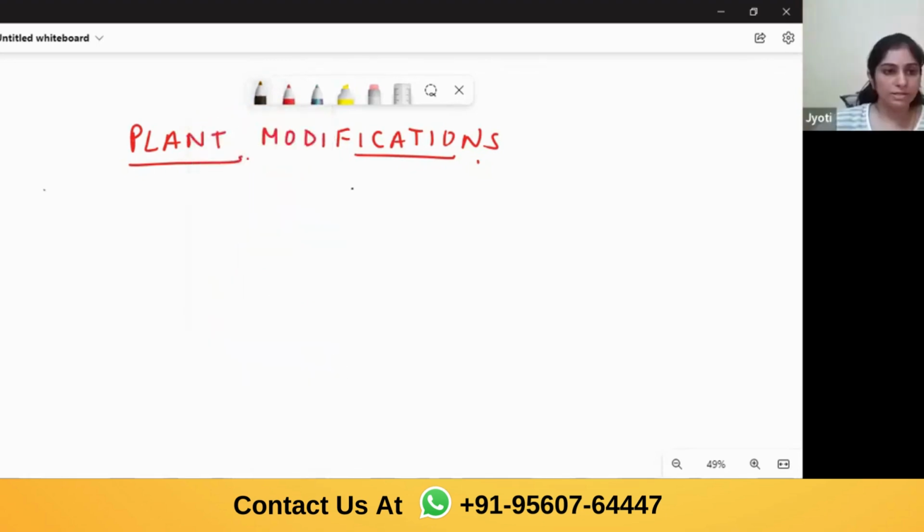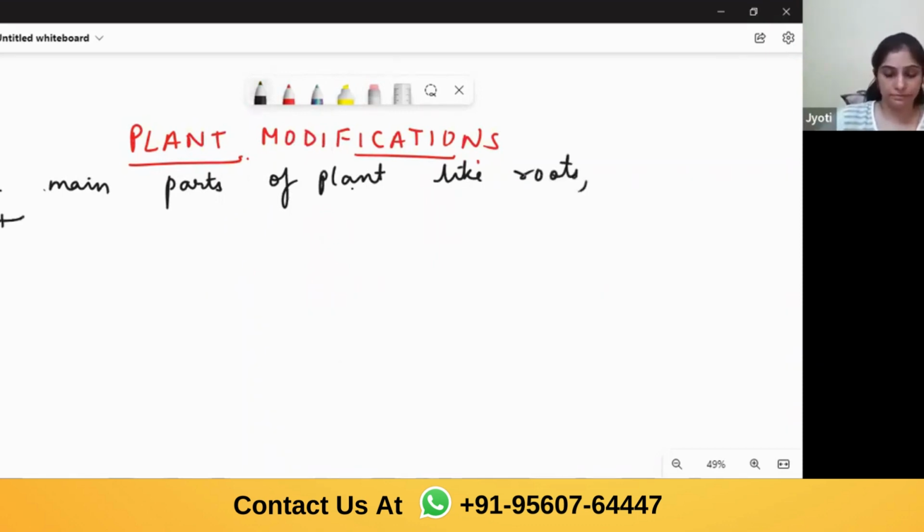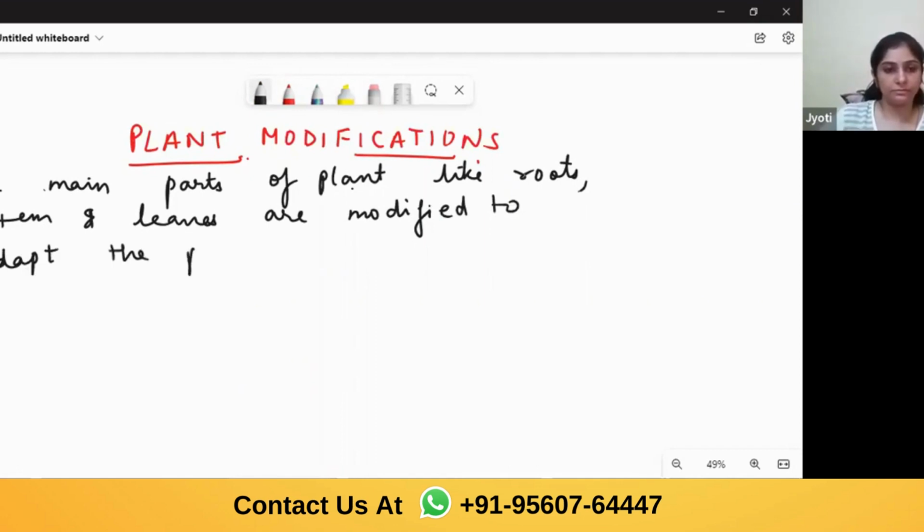So the main parts of the plant, like roots, stem, and leaves, are modified to adapt the plant to its environment. This is the meaning of, first of all, plant modification.